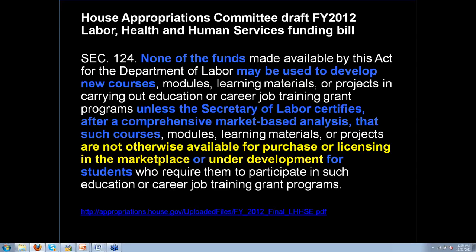And essentially what has happened is there's been language inserted into the U.S. House of Representatives omnibus budget bill. It's not yet in the Senate, but you can read it, and it essentially says you may not take Department of Labor money and build anything. It doesn't say anything about open license. It just says you can't build anything, period, until the Secretary of Labor has certified that there is no commercial option out there or no commercial option under development.